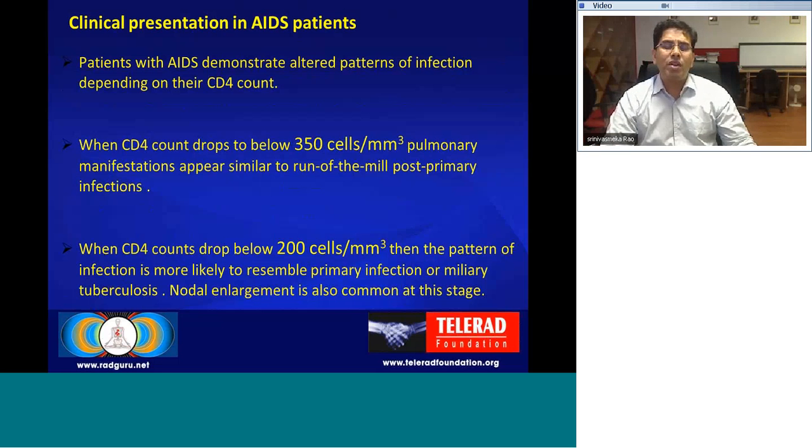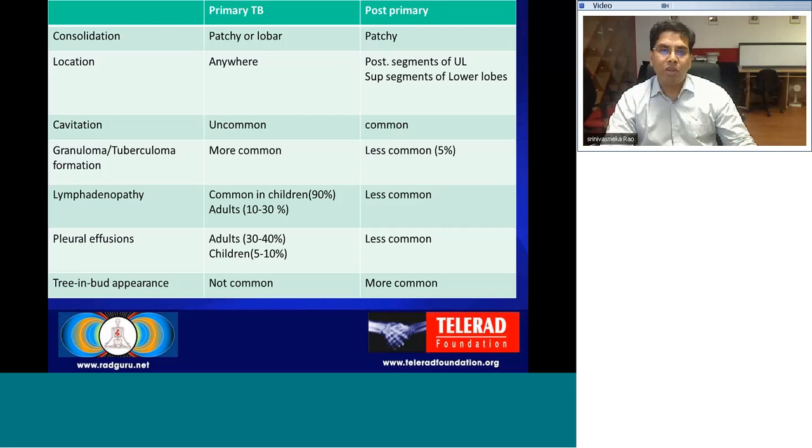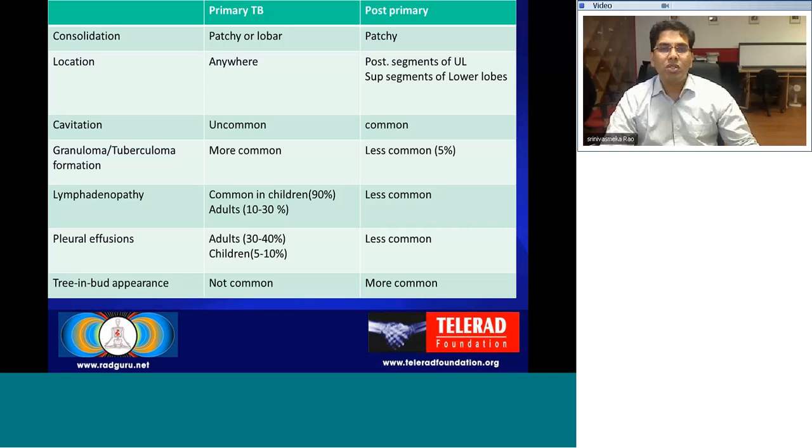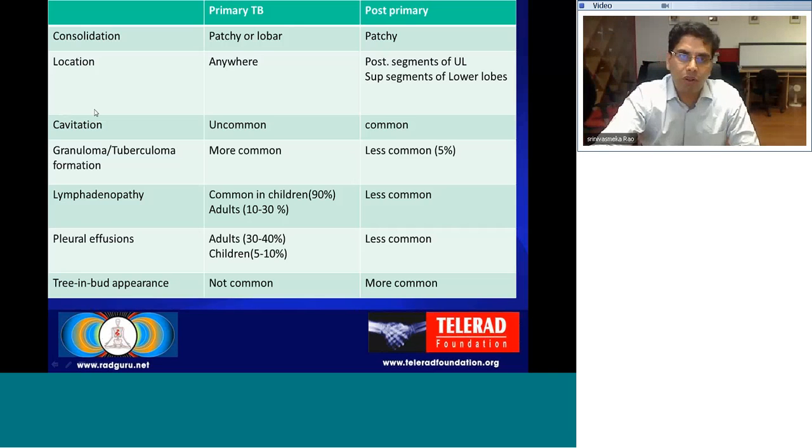And just a word on multi-drug resistant tuberculosis. I don't have a slide of that, however, the imaging findings do not change. It's only the organisms that are resistant to certain antibiotics, but the imaging findings remain the same. So here is a summation of findings in primary and post-primary. Consolidation in primary is patchy or lobar, whereas post-primary is patchy, nothing much to differentiate. Location is anywhere in primary, whereas in post-primary it is the posterior segment of the upper lobe and superior segments of the lower lobes.